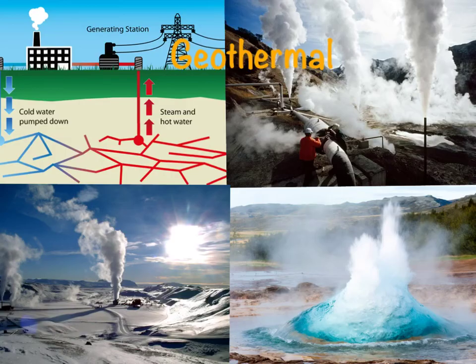The next type of energy is geothermal energy. This is energy produced by the heat within the earth. How this works is that steam from within the earth can escape through holes in the rock, and when it comes up, it is used to turn turbines, which makes electricity.